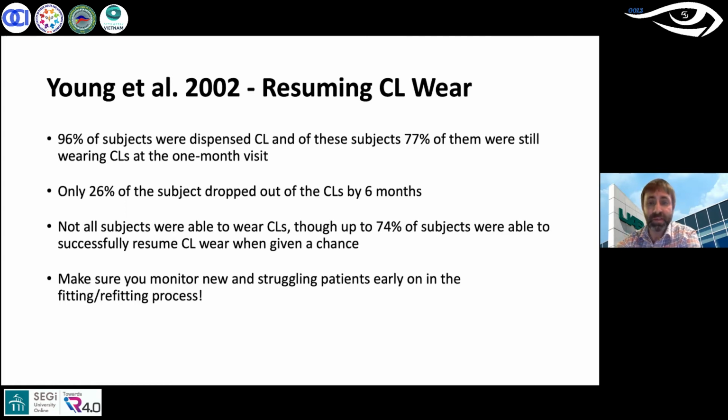The other is that you may want to follow them fairly closely, because you noticed here most of the people who did drop out of contact lenses did so within the first month. So if you're a savvy person with practice management, you may give them a call like 2 weeks later, or at least have them come back for a follow-up like I did, a week and a half later, to make sure that they were still doing well.